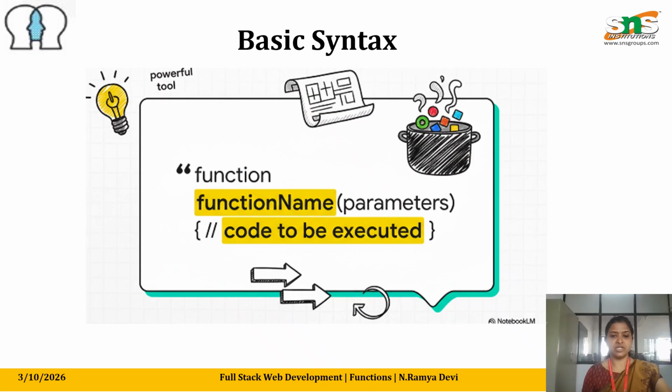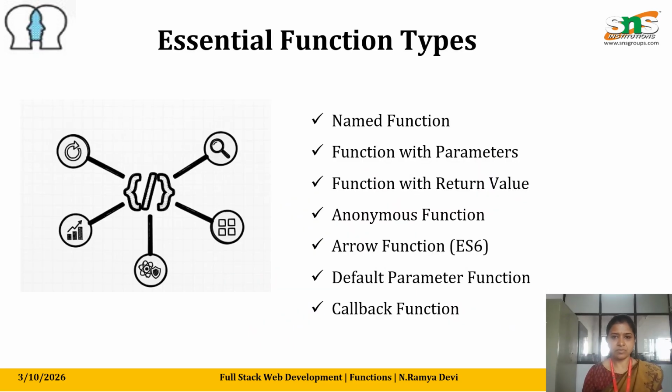A JavaScript function is defined using the function keyword followed by the function name, parentheses, and a block of code. So this is the syntax of a function. It contains a function keyword, a function name, and then the parameters. The function keyword is used to define that block of code as a function, and the function name is used to define the name of the function. Parameters are inputs passed through the function, and the function body is the code that performs a particular task.